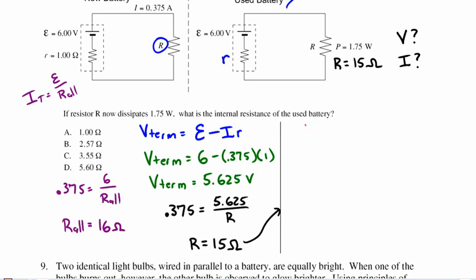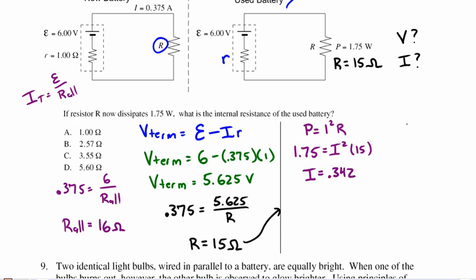Why don't we go with this variation for power? Power is equal to I squared times R. And let's take a look at that outside 15 ohm resistor. We're told we've got 1.75 watts of power. The I I don't know right now. It's a new circuit, but that resistance out there is 15 ohms. And if we do that, we end up with a current of 0.342 amps.